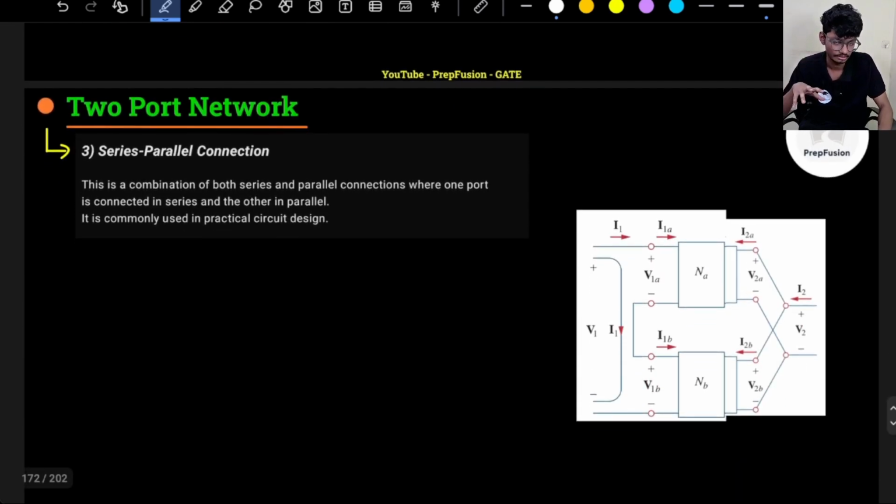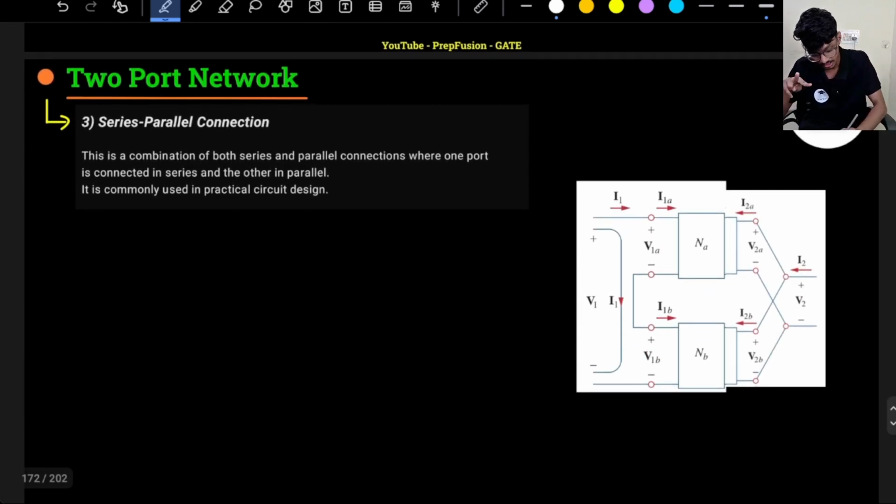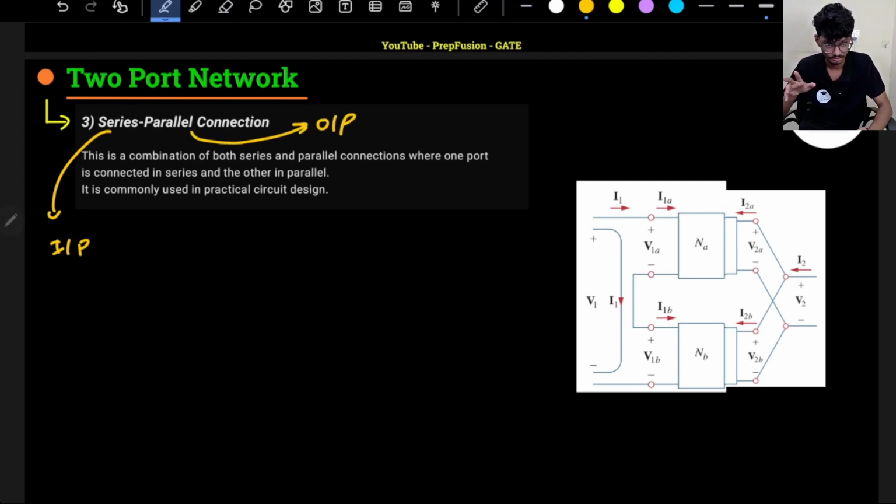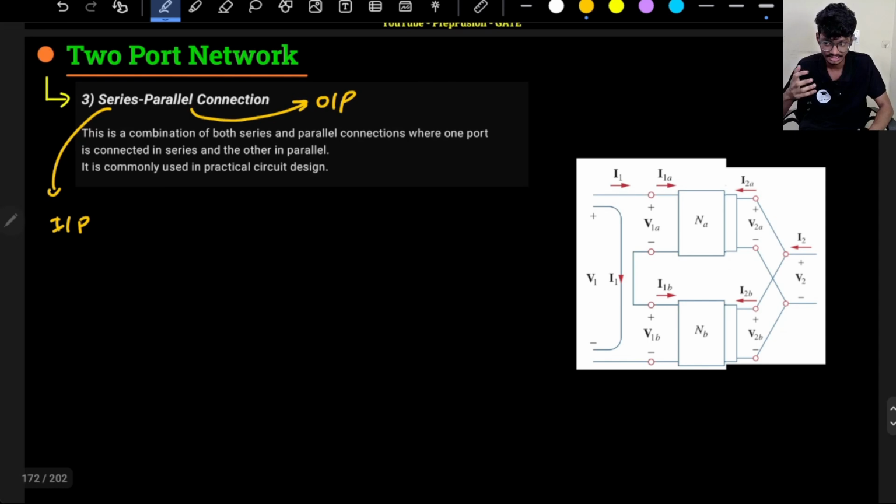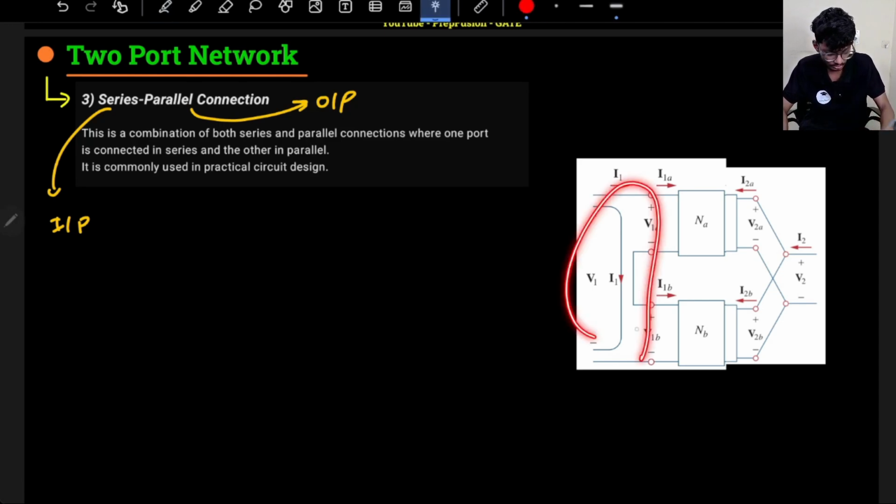Now what is series parallel? Series parallel means the input side is in series and the output side is in parallel. So this is the input side and this is the output side. If the input side is in series, that means the voltages will get added and the currents will be the same.